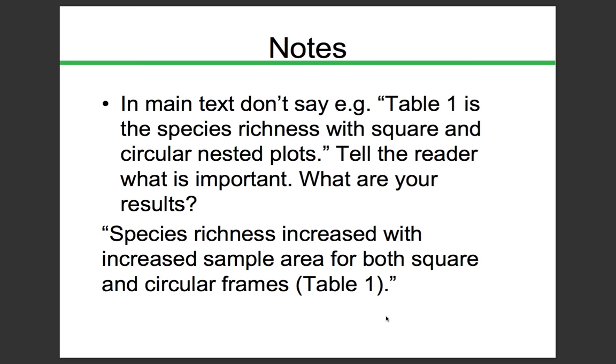What are your results? When sampling with 1 meter squared square-shaped plots, we recorded X number of species per plot, and when we used circular plots, we recorded X number of species per plot. Another example: species richness increased with increased sample area for both square and circular frames. So use the active voice. Don't say Table 1 is just these results. That tells us absolutely nothing.